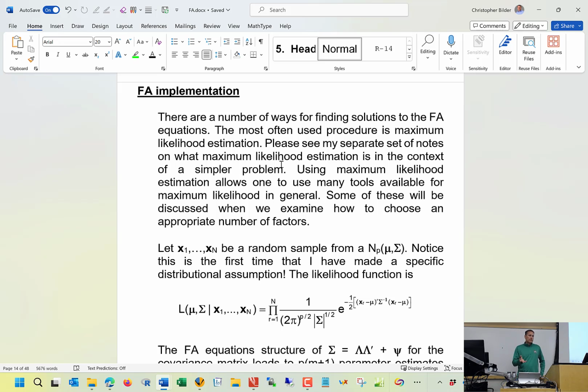There's a few different ways. I'm only going to talk about the most prominently used way, which is what's called maximum likelihood estimation. Now, maximum likelihood estimation is something that is widely used in statistics. But I also understand that students, when they come into this class, may not have seen this before. So I'm going to go to a separate set of notes, which I call my MLE supplement, that was on my website, that briefly explains what maximum likelihood estimation is, so that we can apply it to this particular problem.